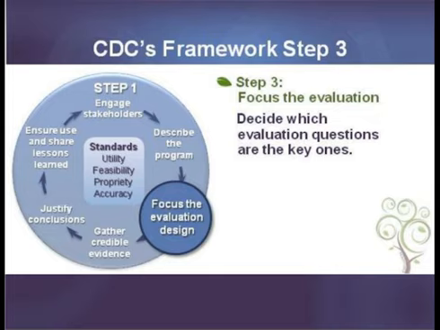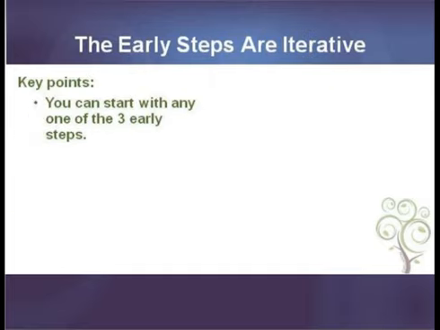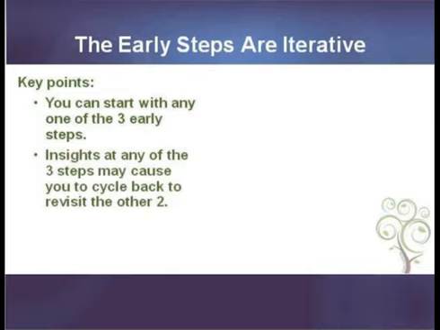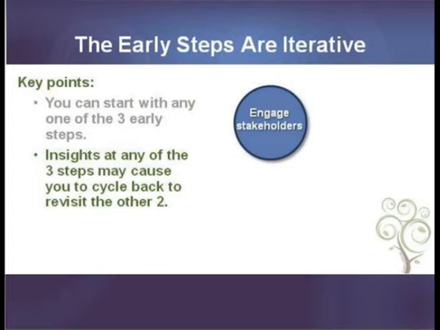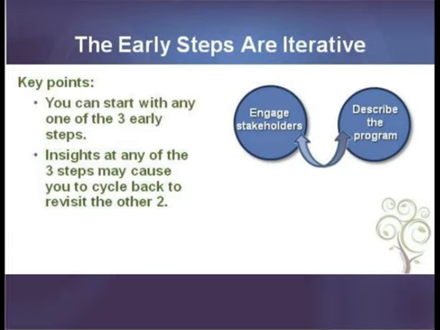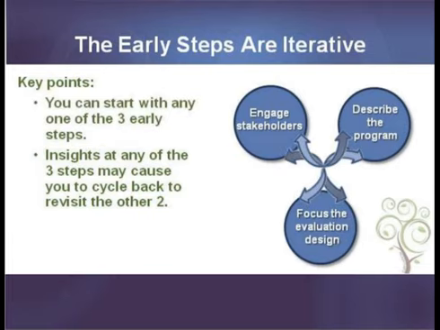Now, we call those steps 1, 2, 3, but the reality is you can really start with any one of those steps. You just need to hit all three of them before you proceed on to data collection. And also you'll note, and I'm sure you'll experience this as you go through these tutorials, that insights at any one of the three steps may cause you to cycle back. So you may start on step 1 with stakeholders, get to step 2 and describe your program. Then suddenly when you're setting your evaluation focus, you identify an outcome perhaps you hadn't realized before, or a stakeholder who turns out to be important.